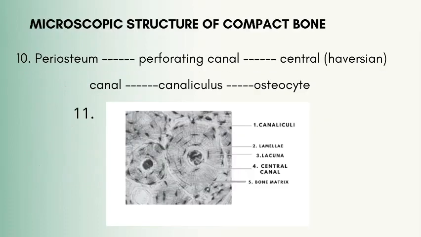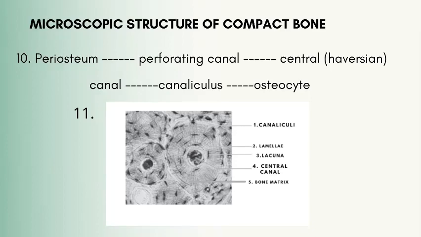Lastly, on page 6, number 10, the microscopic structure of compact bone. Let's trace the route that nutrients take through a bone, starting with the periosteum and ending with an osteocyte in a lacuna. The first is the periosteum. Second is the perforating canal. Third is the central or Haversian canal. Fourth is the canaliculus, and the last one is the osteocyte.